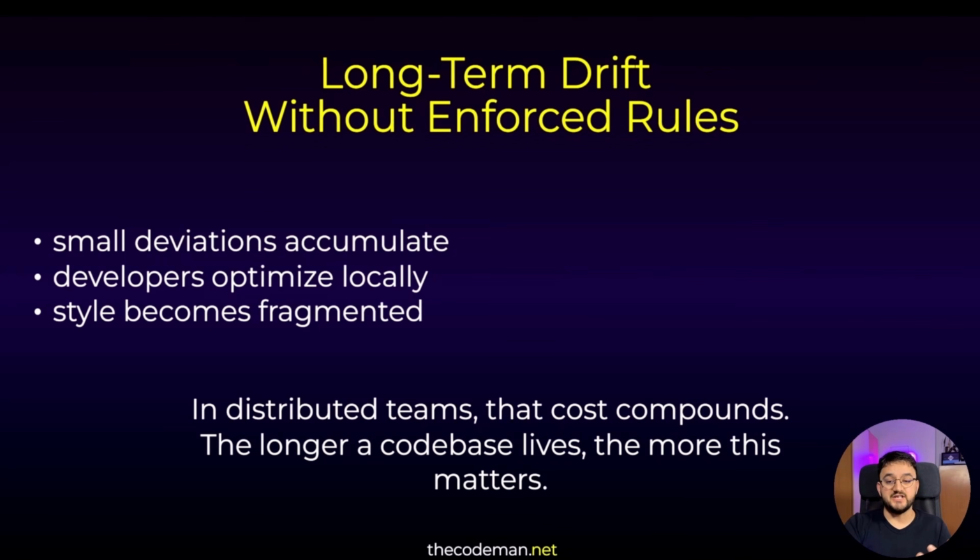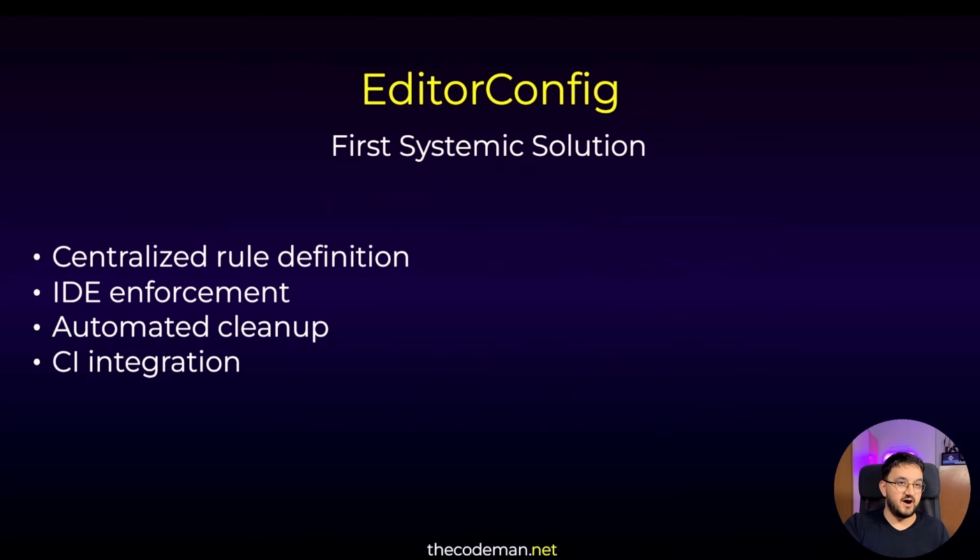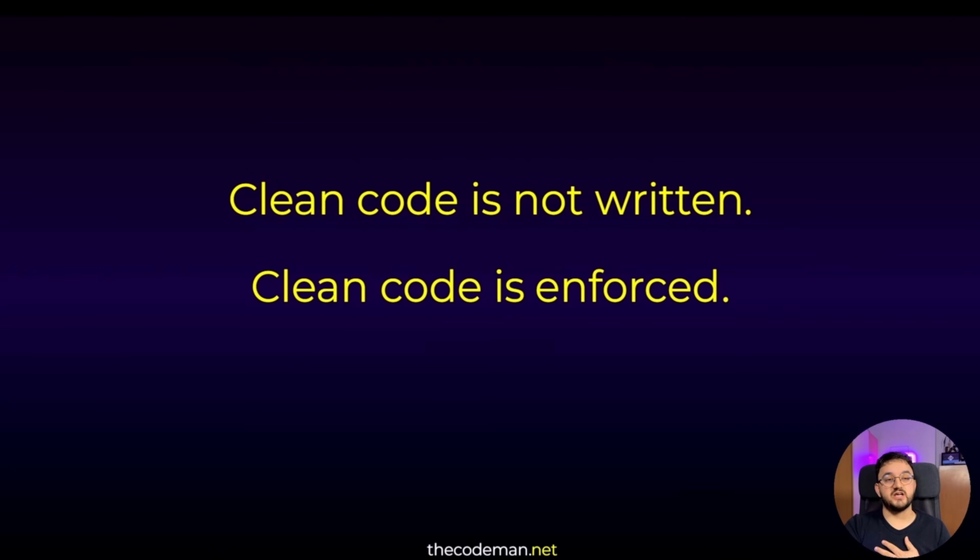So the core principle here is that style consistency is not about aesthetics. It's about reducing friction in collaborative systems. And here, the EditorConfig file is the first systemic solution. We have centralized rule definition, IDE enforcement, automated cleanup, and CI integration. At the end, I would like to say that clean code is not written, clean code is enforced. So let's go to another submodule and let's set up our solution structure.